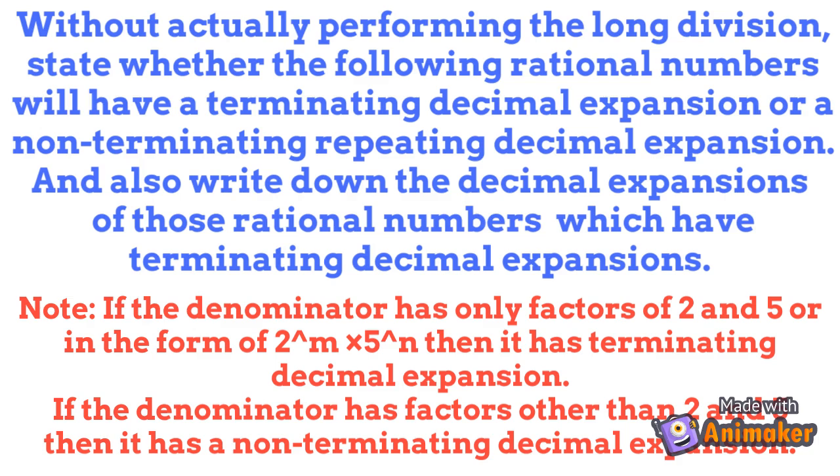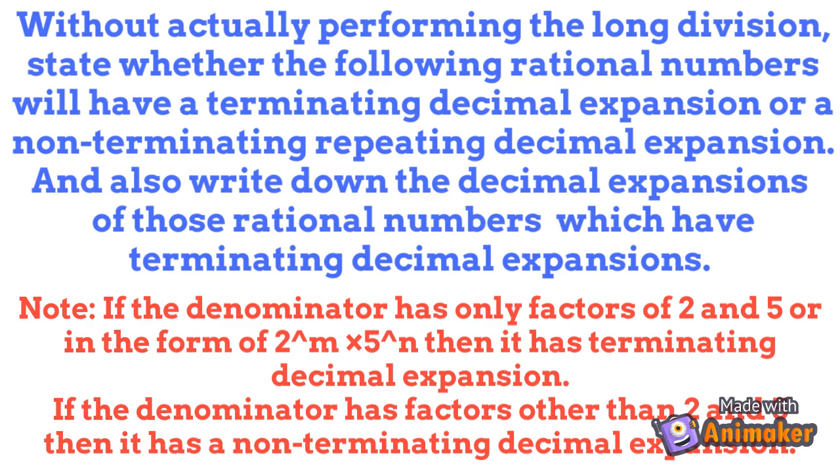So before doing anything, see that the denominator is in the form of 2 to the power m, 5 to the power n. If it is in this form, then it is a rational number with a terminating decimal expansion, we can say. And if it is not in the form of 2 to the power m into 5 to the power n, then it is a non-terminating decimal expansion, or we can also say this is an irrational number.